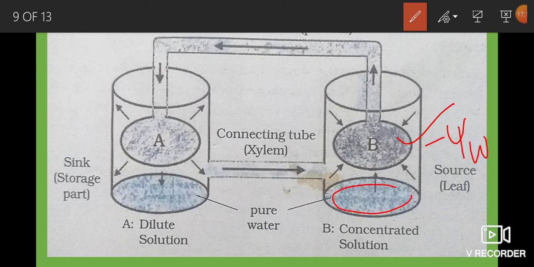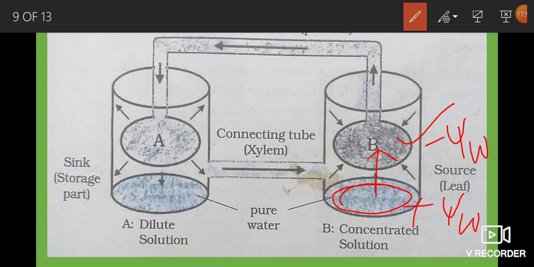So this is the pure water. Pure water contains more water potential, that is, higher. Water molecules always move from a high water potential region to a low water potential region. Then in B, pressure is formed. When water enters B, it forms pressure potential. So B contains more pressure.